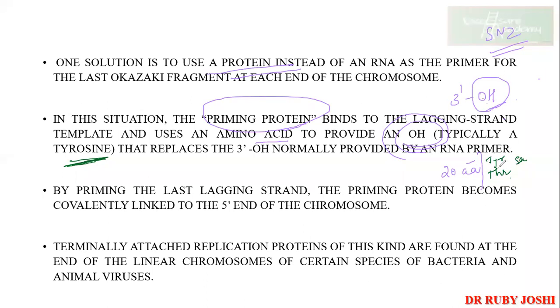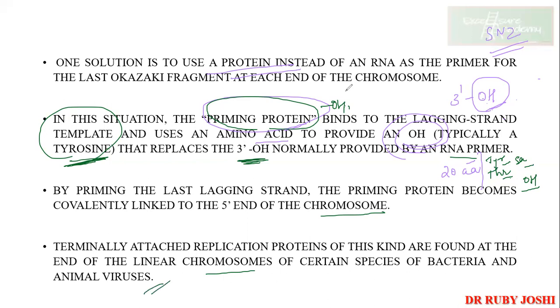Okay, so we have got three types of amino acid which can provide OH group, of which tyrosine is typically present. Okay, so this replaces the requirement of the 3-OH which is provided by the RNA primer. Upon आपका priming protein है which is giving the OH. Now to this OH, it is going to bind. So by priming the last lagging strand, the priming protein becomes covalently linked to the 5' end of the chromosome. Terminally attached replication proteins of this kind are found at the end of the linear chromosomes of certain species of bacterial and animal viruses. Okay.